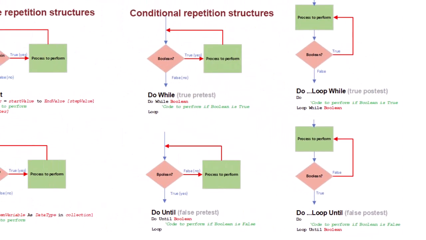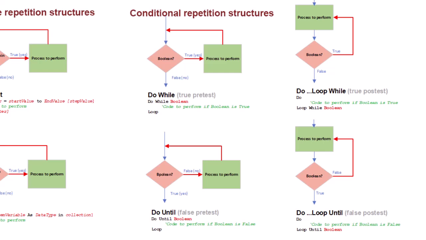So in the do loop while, we're looking at a true post-test, and in a do loop until, we're looking at a false post-test. Whereas the do while and the do until structures are a pre-test. We test the condition before we ever execute the code of the process to be performed.